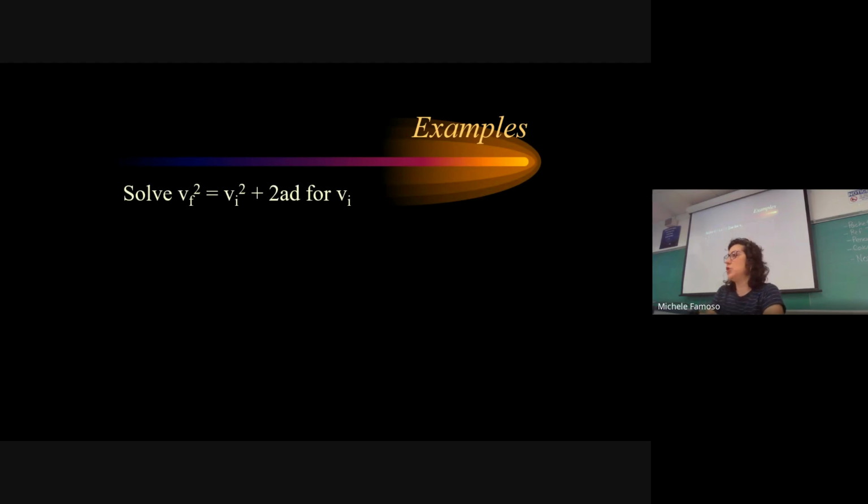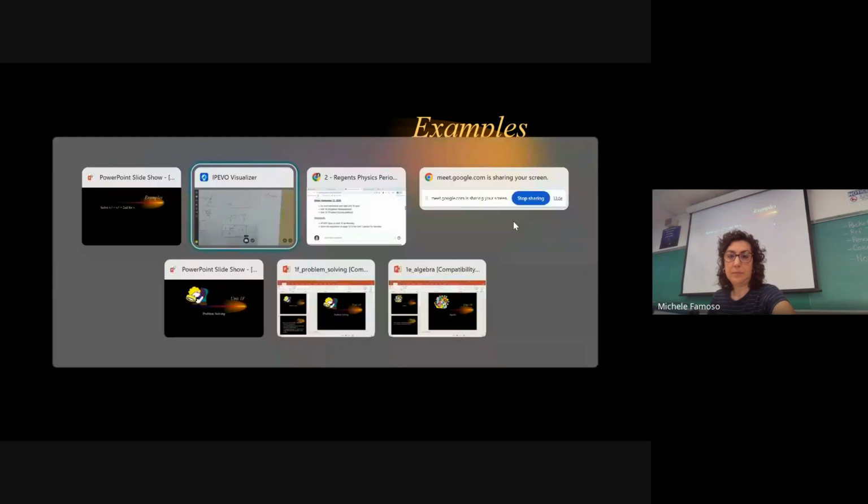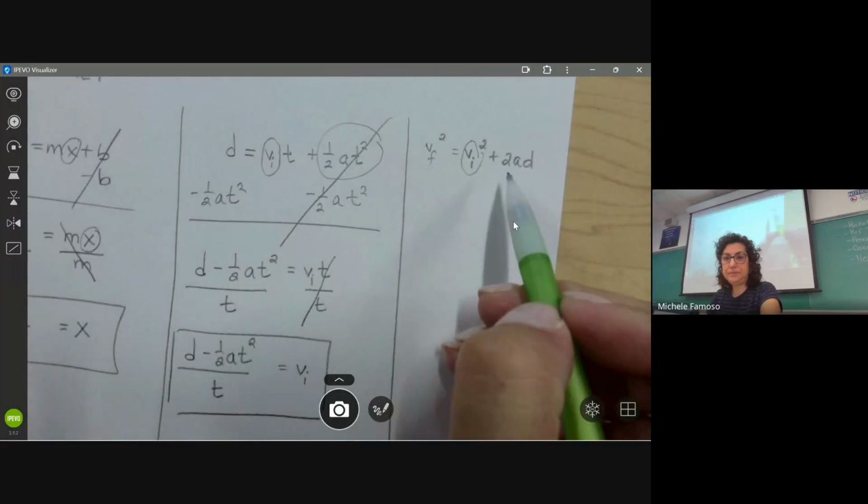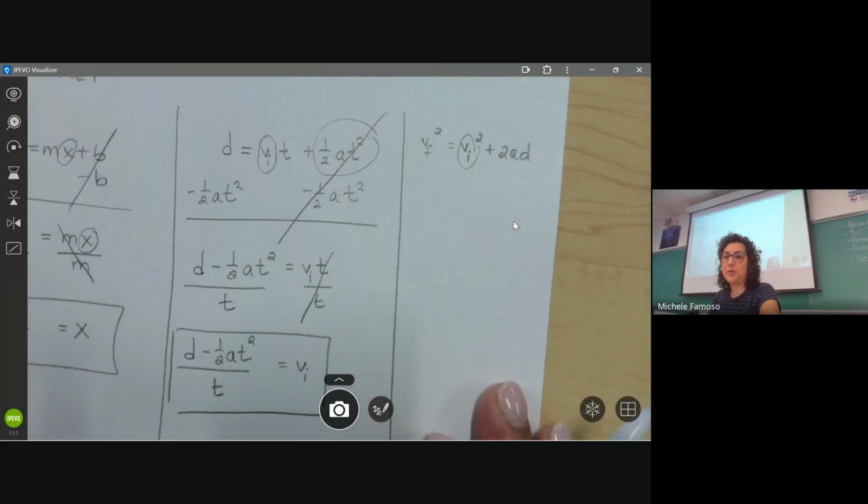Let's now look at this equation. This is another physics equation written as VF or V subscript F squared. So VF is one variable equals V subscript I squared. Again, VI is one variable plus 2AD. And I would like us to solve that for the variable VI. Here it is. All right, we're going to solve that for the variable VI.